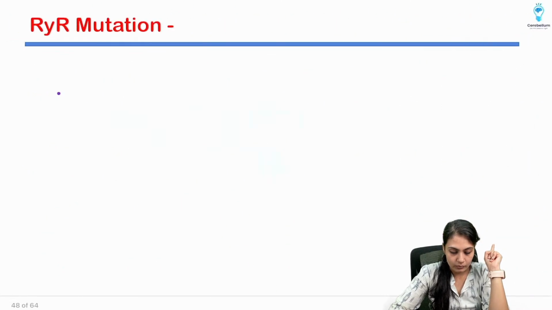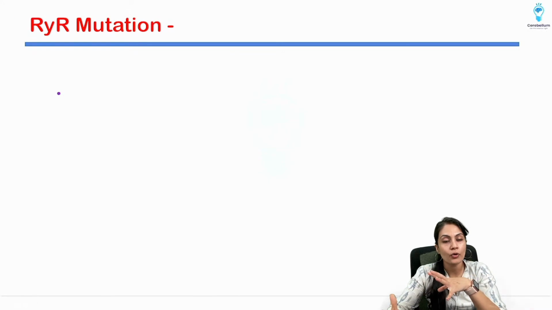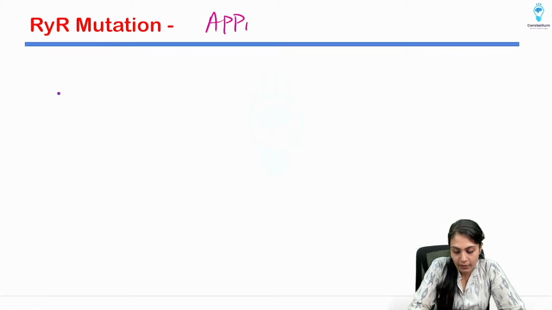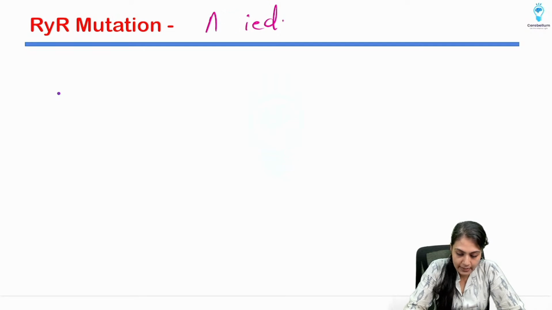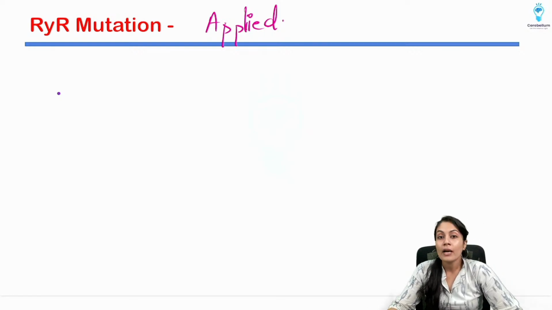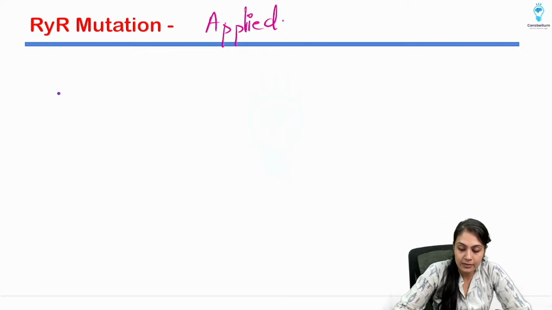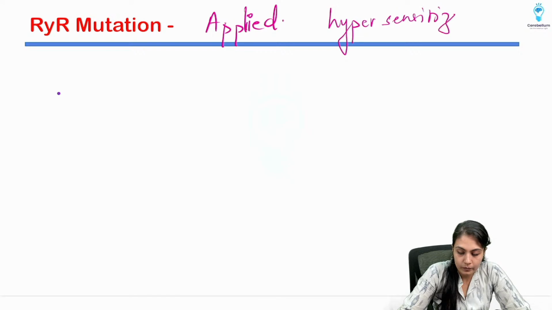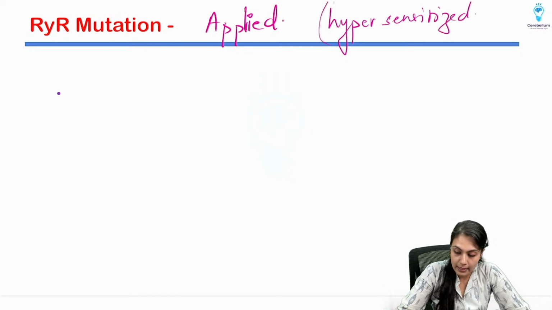So before moving forward, what I want you to tell is the applied aspect of this RYR. Now remember, what is the applied aspect? That there are some conditions in which this RYR is going to get mutated. That means it gets hypersensitized, and hypersensitized means there are some anesthetic agents such as succinylcholine, to which it is going to get hyperactivated.